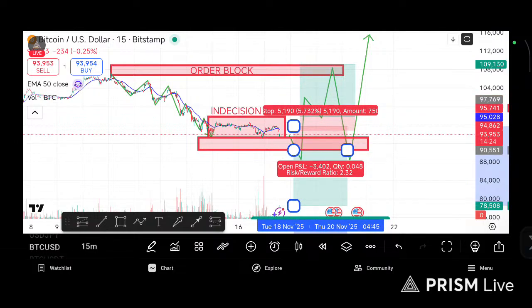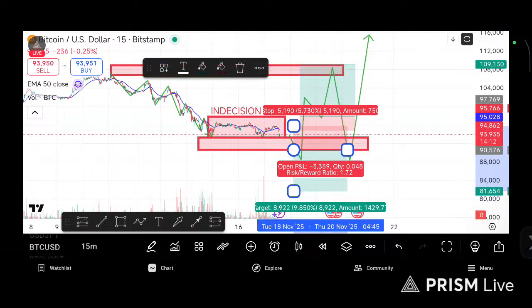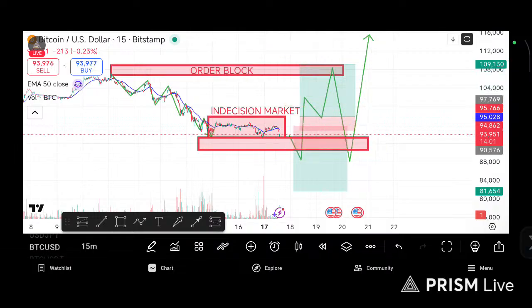It has to break this before we take a sell direction. Not too much. So now a 1:3 risk reward ratio is the first one. So that's what we are going to wait for.